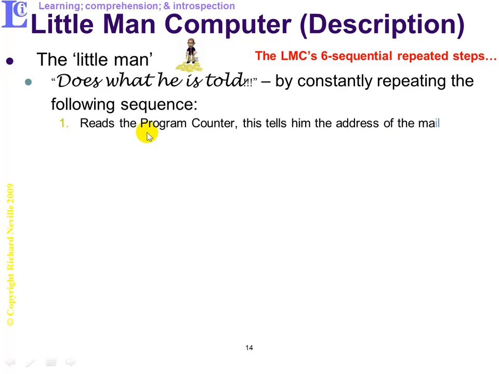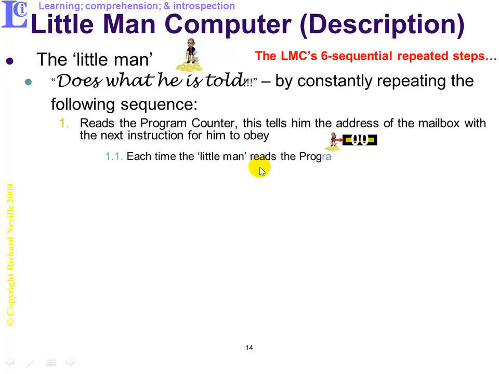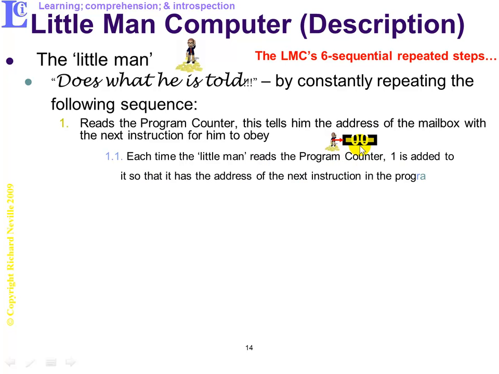First he reads the program counter, and this tells him explicitly where to go, the address of the next mailbox for the next instruction, which he has to obey. Here we are, starting off a program. The program counter has the address of the first instruction, at mailbox address 00. Each time the little man reads the program counter, 1 is added to it. So after he's read it, it goes to 01 for the address of the next instruction.